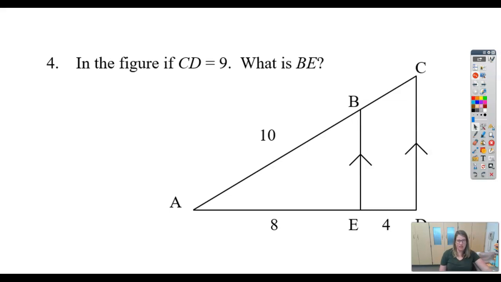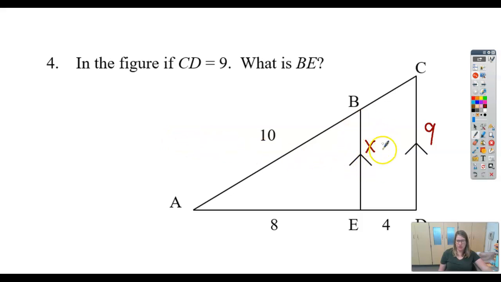So our first example says, if in the figure CD is equal to 9, so that's this side here, what is BE? This is the side we're trying to find right here, BE. If I know that these triangles are similar, and I do because we have this angle in common, and these lines are parallel, which means this has to be the same angle here and here. So I know they're similar by angle, but now I can use that similarity to find x.